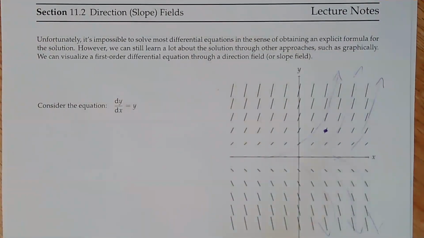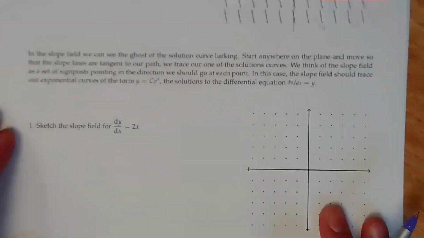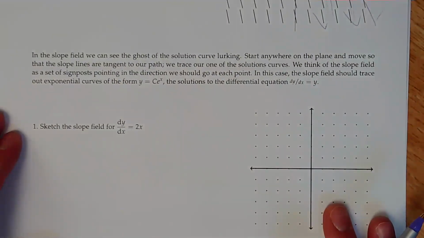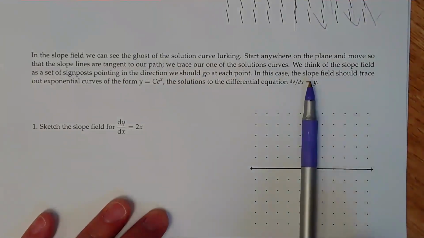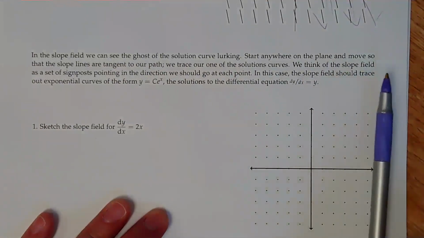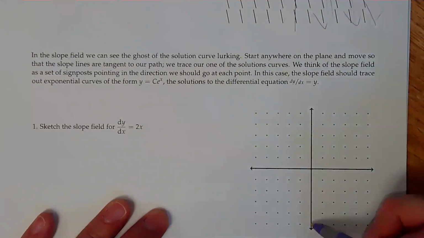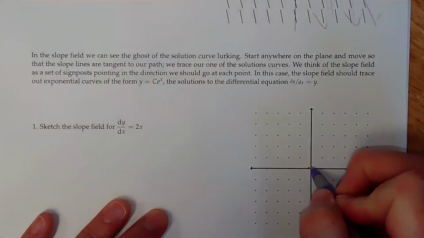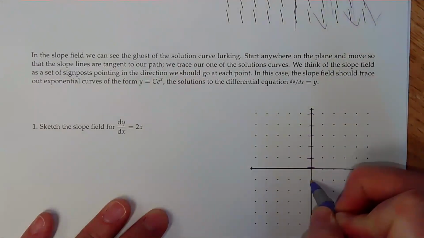Now that you've seen one, let's actually draw one out. I have the slope field for dy/dx is equal to 2x. Know that along this line, x is equal to 0, and along this line, x is equal to 2. Since all I have to do is plug in x, I want to do all the ones along a specific line of x values first. So here x is equal to 0. 2 times 0 is 0, so these are all just going to be little flat lines.